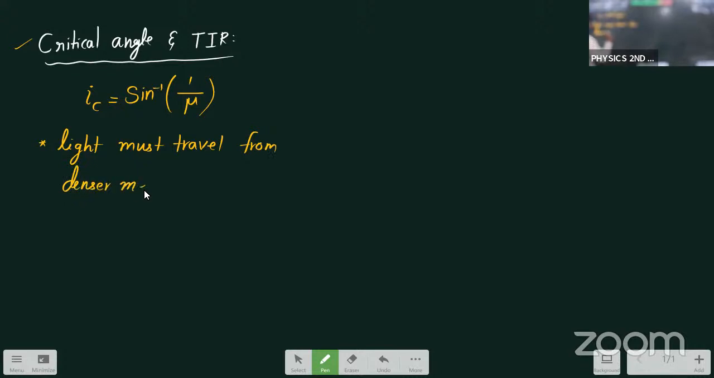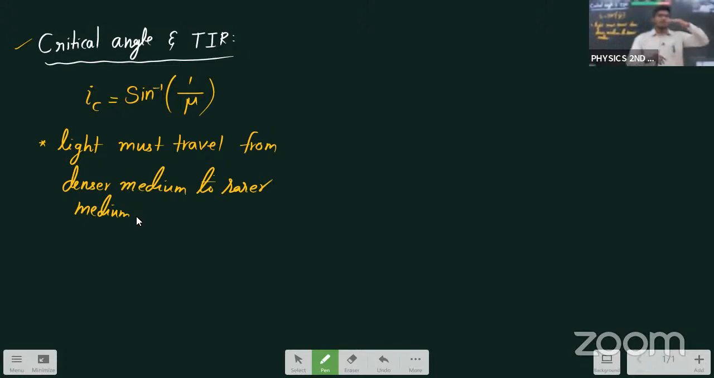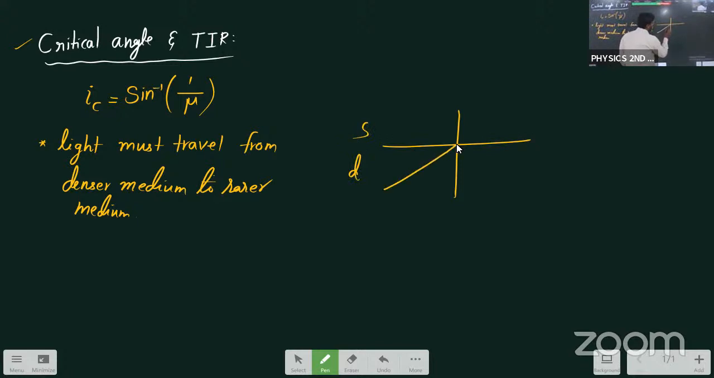This was the condition. And further, I said that at one particular angle of incidence, the refracted ray will make 90 degrees with the normal. If I take two mediums, this is denser medium, this is rarer medium. At one particular angle of incidence, the refracted ray makes an angle of 90 degrees with the normal in the rarer medium. That angle was called the critical angle.